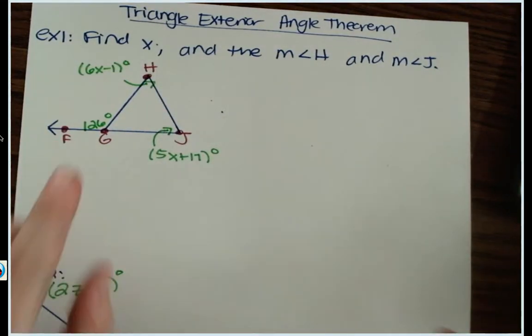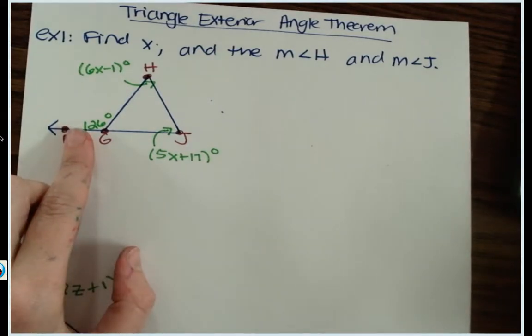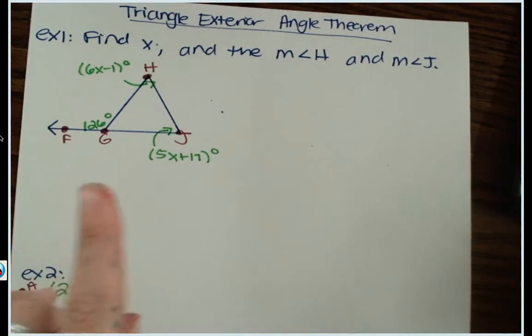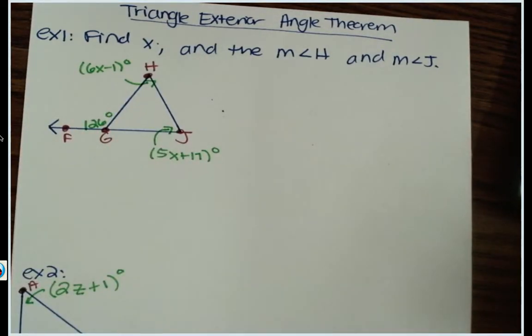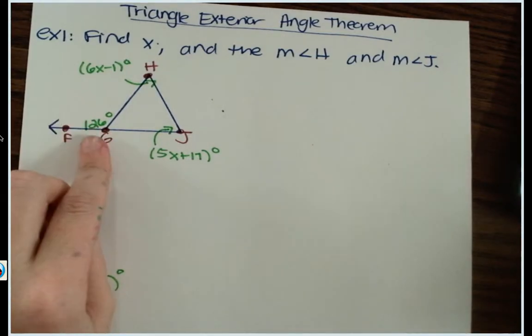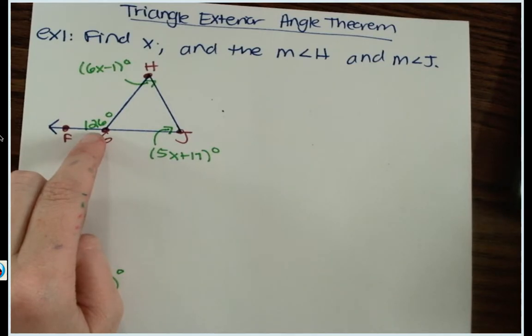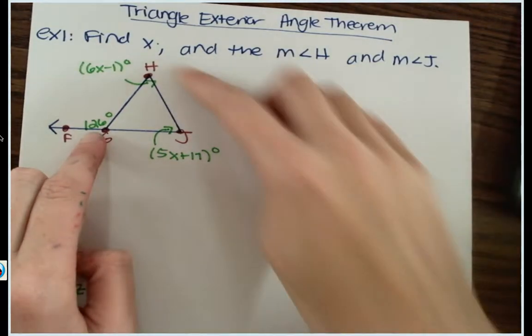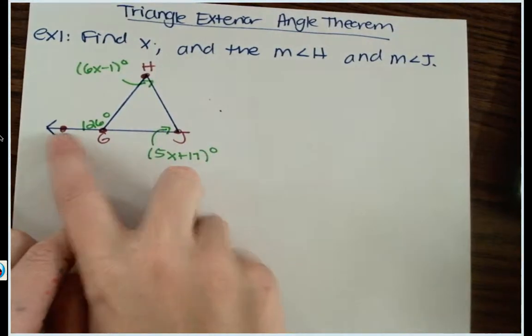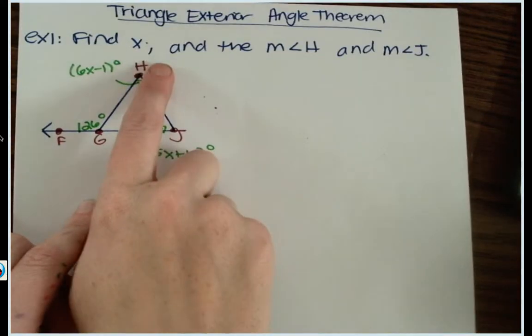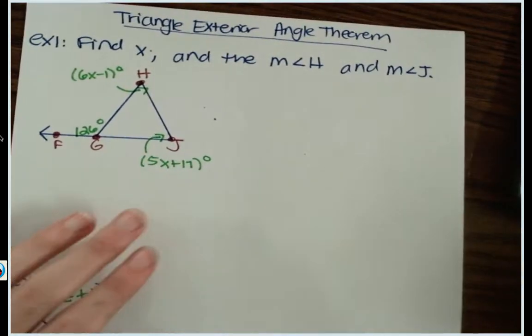If we have an exterior angle, remember, using the triangle exterior angle theorem, it says that this should equal the sum of its two remote interior angles, and those are the angles that are not right next to it. So which angles are not right next to angle 126? It is angle H and J. So the measure of angle H plus the measure of angle J should equal the measure of angle FGH using our triangle exterior angle theorem.